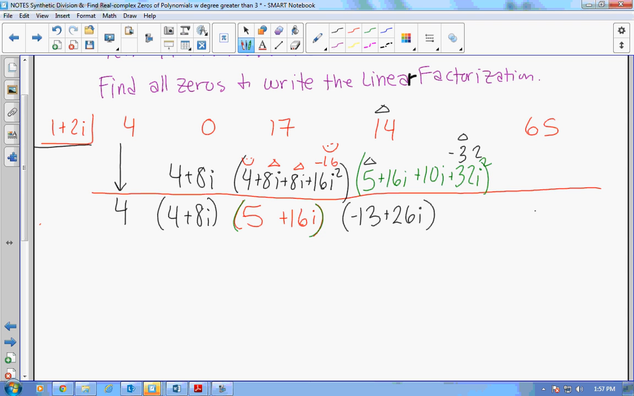Okay, one more. Gearing up for this. Okay, 1 times negative 13 is negative 13. 1 times 26i. Okay, then we need to multiply 2i in. 2i times negative 13 is negative 26i. Look! Cancel, cancel. 2i times 26i. 52i squared. Yeah.